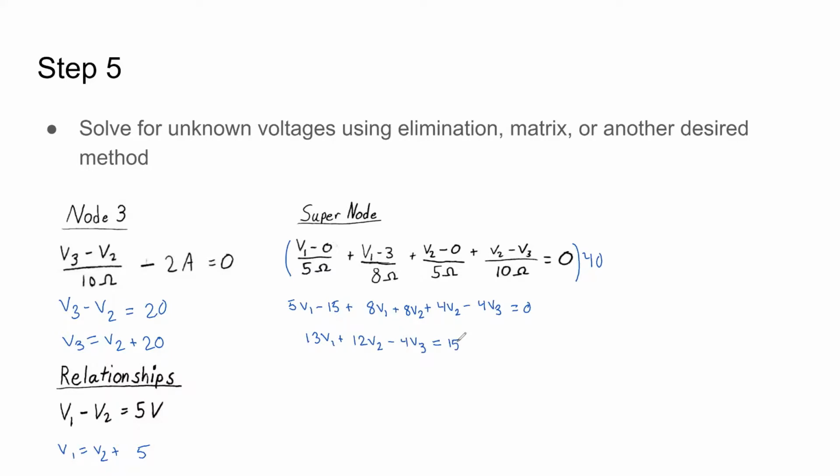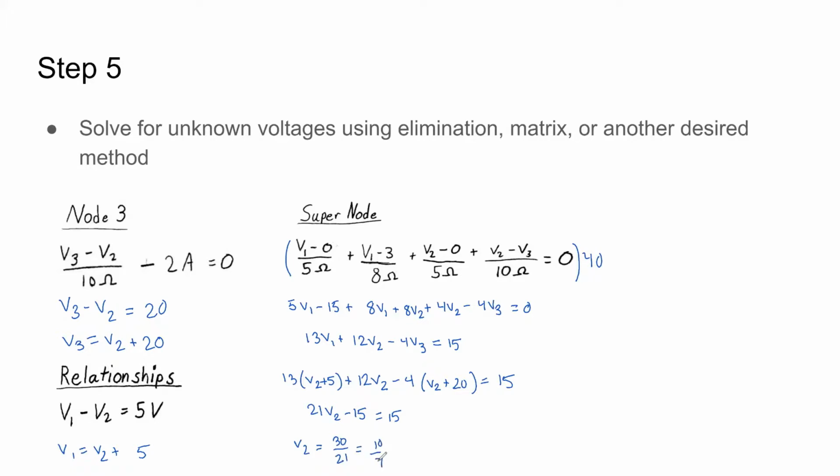Plugging in V3 equals V2 plus 20 and V1 equals V2 plus 5, we get 13 times (V2 plus 5) plus 12 V2 minus 4 times (V2 plus 20) is equal to 15, which can be simplified to 21 V2 minus 15 equals 15. Solving for V2, we get that V2 is equal to 30 over 21 or 10 over 7.